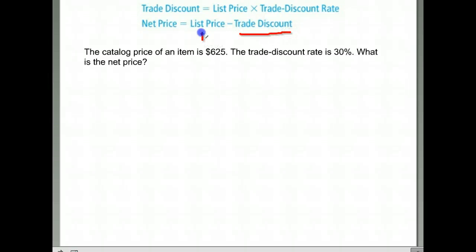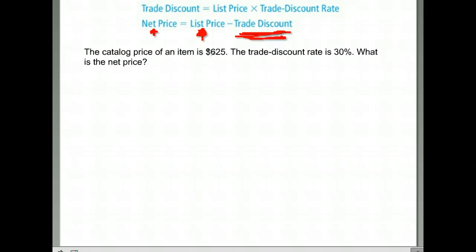Okay, so the list price for something is how much you would pay for it. A trade discount is how much they take off of that price for someone who's in the business. And what you end up with is your net price, okay, which is what they would sell it to them for. So let's do an example here.